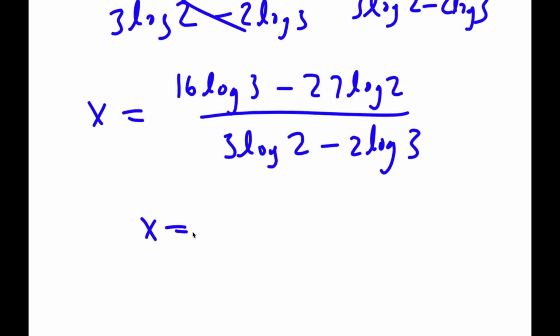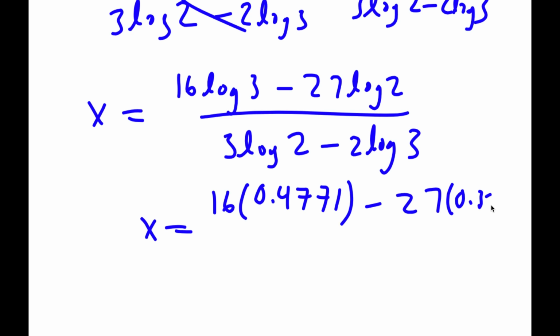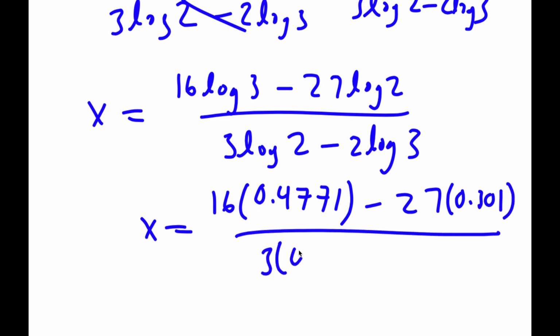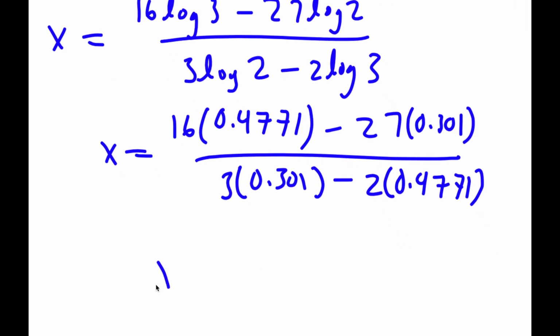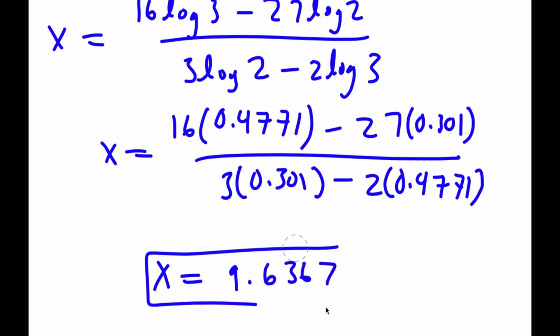So now this simplifies to x is equal to 16 times 0.4771 minus 27 times 0.301 over 3 times 0.301 minus 2 times 0.4771. And I'm not going to waste your time simplifying this, but the answer for x ends up being 9.6367. So this is my answer.